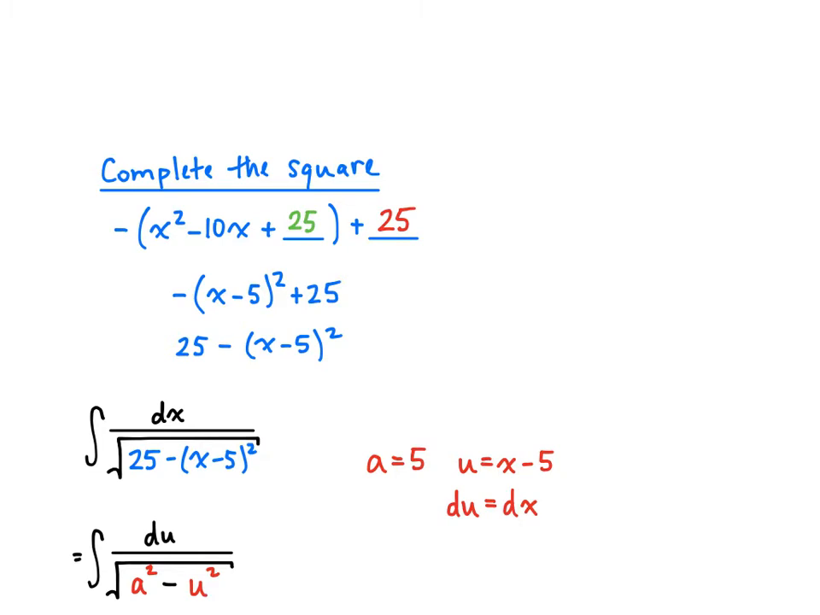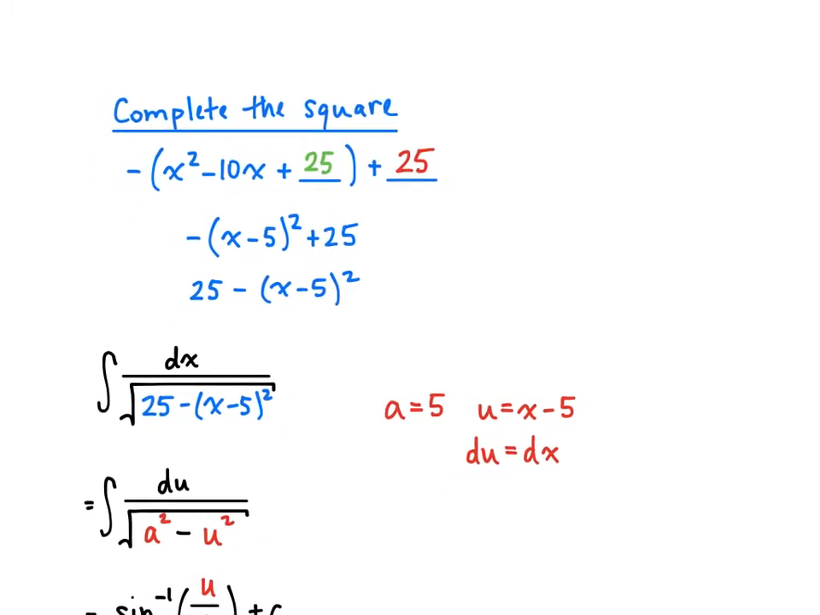Now in this case, we don't necessarily need to make a trig substitution, because there's nothing else going on, so we can just make a u-substitution. If we let a be 5, that means u is this x minus 5. Taking the derivative, we get du is dx.